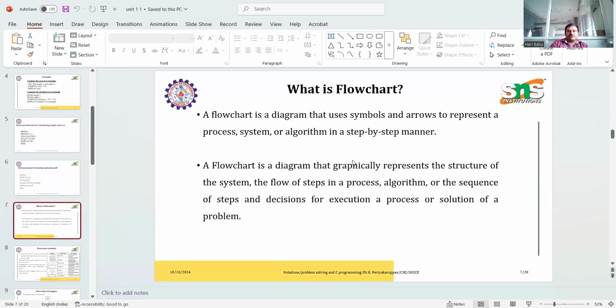What is a flowchart? A flowchart is a diagram that uses symbols and arrows to represent a process, system, or algorithm in a step-by-step manner. A flowchart graphically represents the structure of the system, the flow of steps in a process, algorithm, or the sequence of steps and conditions for executing a process or solution of a problem.